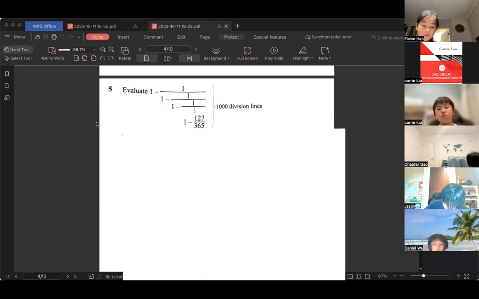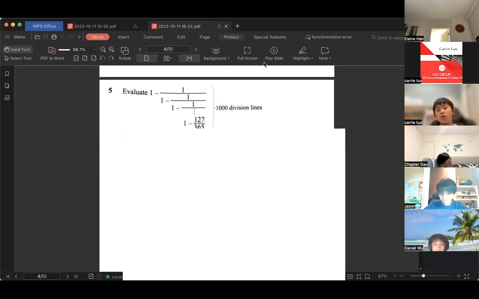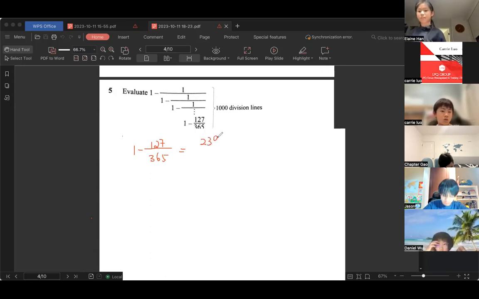Okay, so let's take a look at this one, everybody. So the first one is what? The first one, the first layer. Oh, where's my pen? Oh, here. Okay. So it's 1 minus 176 over 365, right? So the first layer equals 239 over 365. That's the first division line, right?